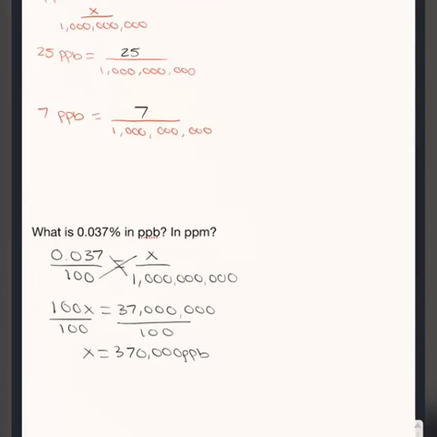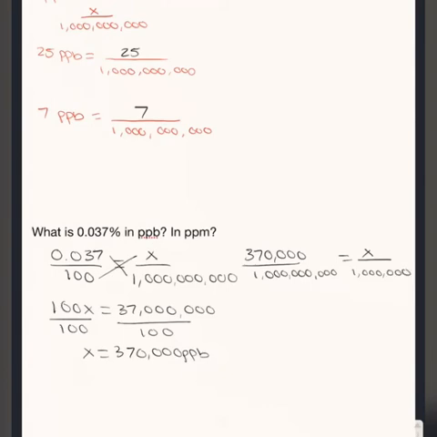Now we're going to want to take this and convert it to parts per million. And you can either take our initial percentage and convert that to parts per million, or you can also convert our parts per billion into parts per million. And that's what I'm actually going to do. So we have our 370,000 parts per 1 billion is equal to X amount of parts over 1 million.